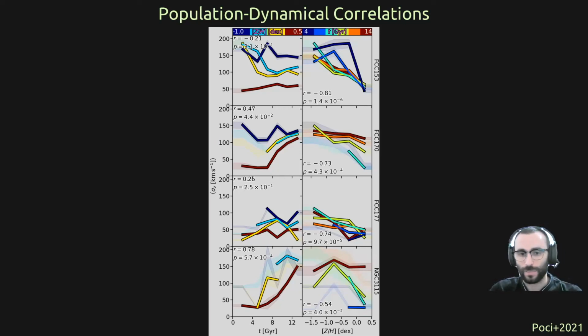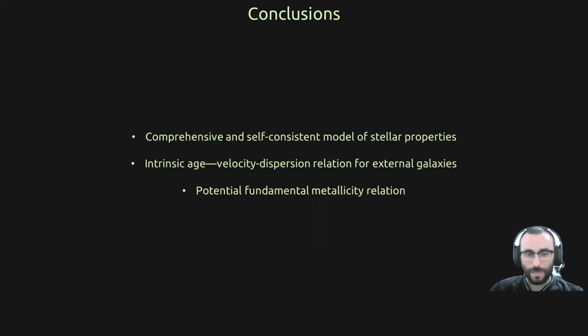Now, we interpreted this to be indicative of, for a fixed star formation episode, a fixed period of star formation, more metal-rich gas will cool more efficiently and end up on dynamically colder orbits for the resulting stars. Now, this is, I think, another example of the power of this type of model, because such a correlation was only seen for the first time in the Milky Way just last year, and we're already finding consistent results for external galaxies.